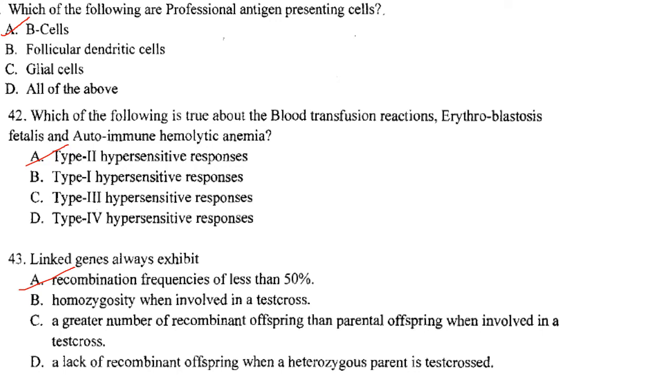Then next one. Which of the following is true about blood transfusion reaction, erythroblastosis fetalis and autoimmune hemolytic anemia? They all are type 2 hypersensitive responses. Answer is option A. Linked genes always exhibit, so they have a recombination frequency of less than 50%. Answer is option A.